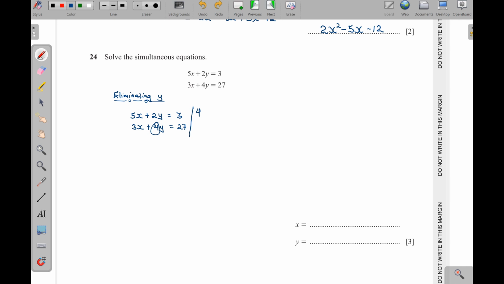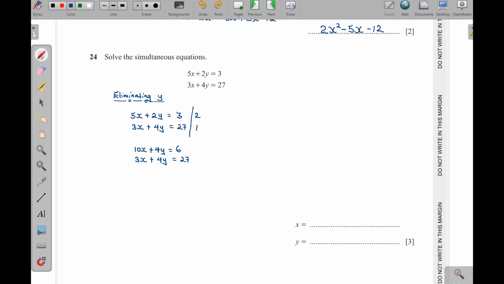But I can easily see here that 2 goes into 4, right? So if I multiply this equation 1 by 2, and this one you leave it, I'll get 10x plus 4y, which is equal to 6. And this other one here, I just leave it because I just multiplied by 1. Then you can see that the coefficients of y are the same in the two equations.